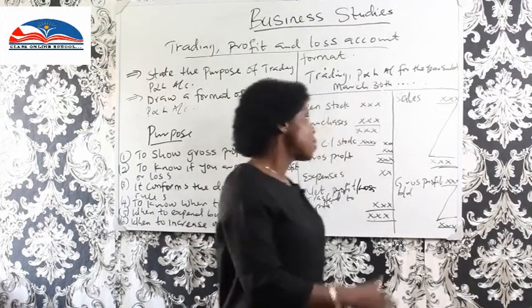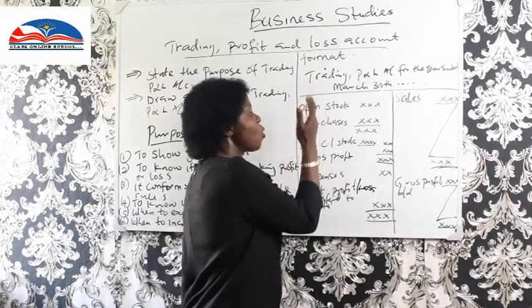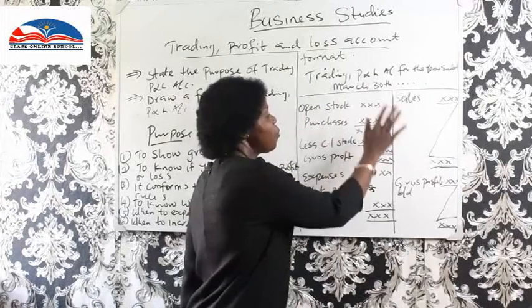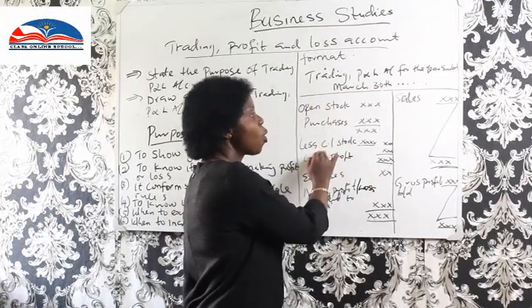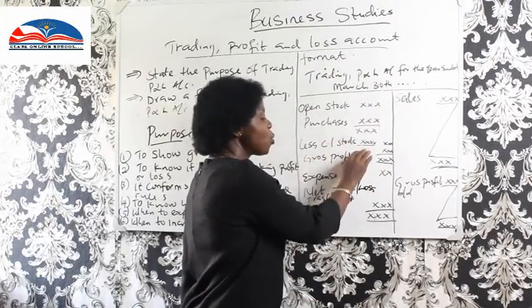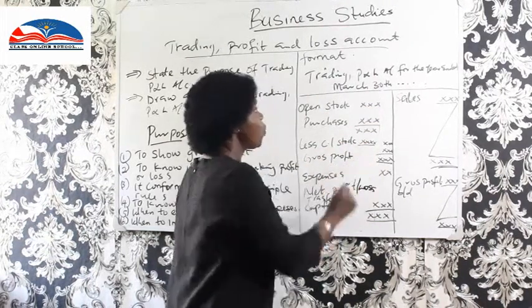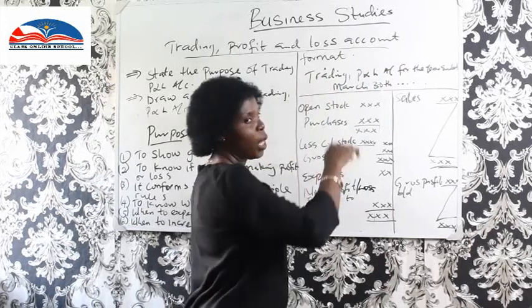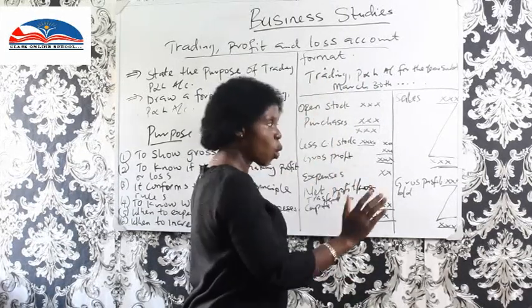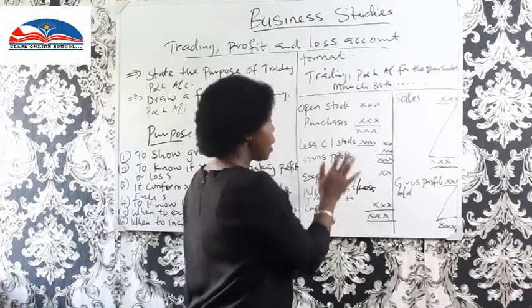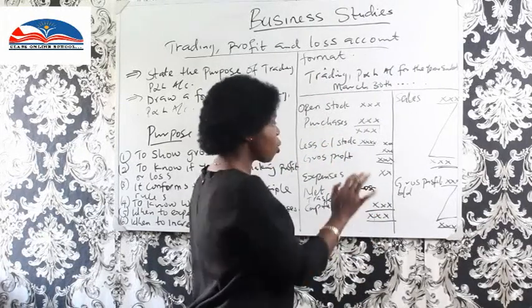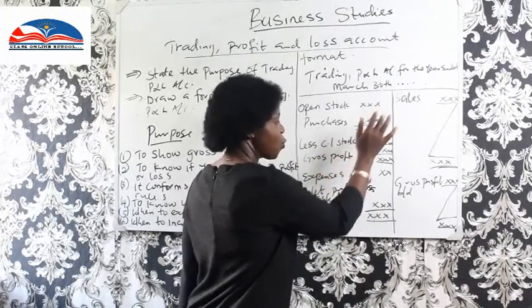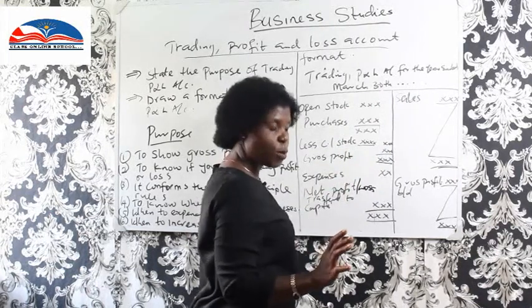So this is the format. The format is you have your opening stock, you have your purchase. Okay? Then you close your stock, you minus from your sales, you have your gross profit, you have the trading profit and loss account. Remember I said your heading must be there. Then we start with our opening stock, our purchase, then less your closing stock from all of this, minus from your sales, you have your profit, gross profit.